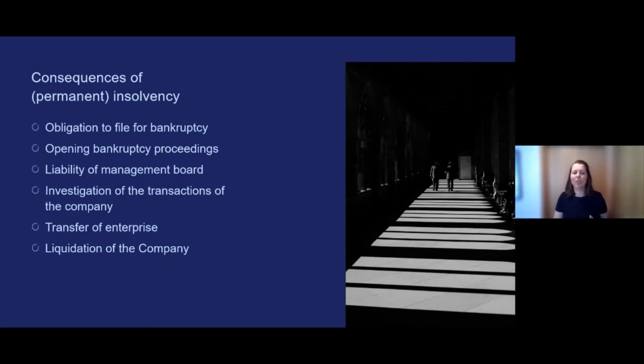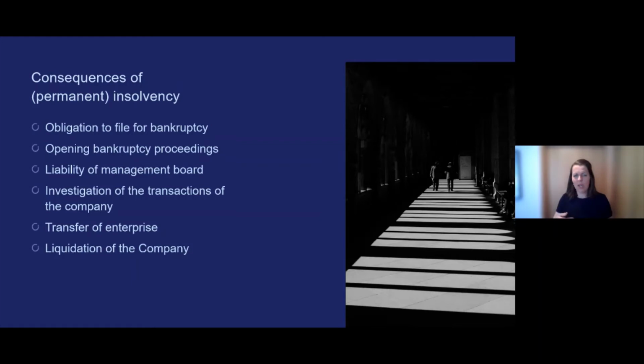And another option is to investigate those transactions which were made before the company was declared bankrupt. It means if there were any strange transactions, meaning that some kind of assets were going out of the company, some kind of property rights or other kind of property, then it is possible to revoke those transactions.